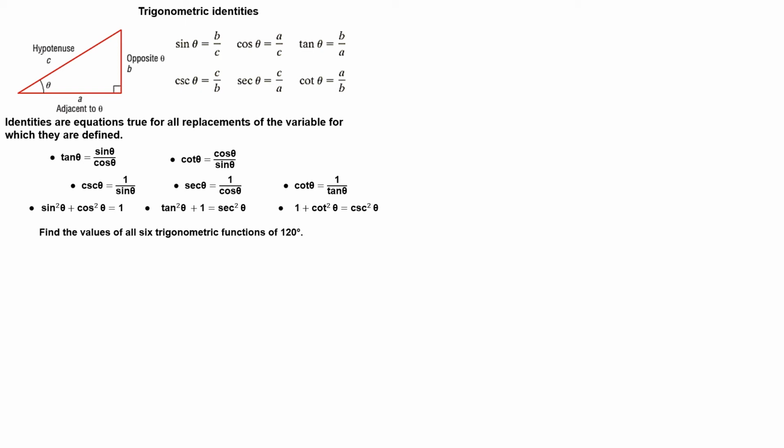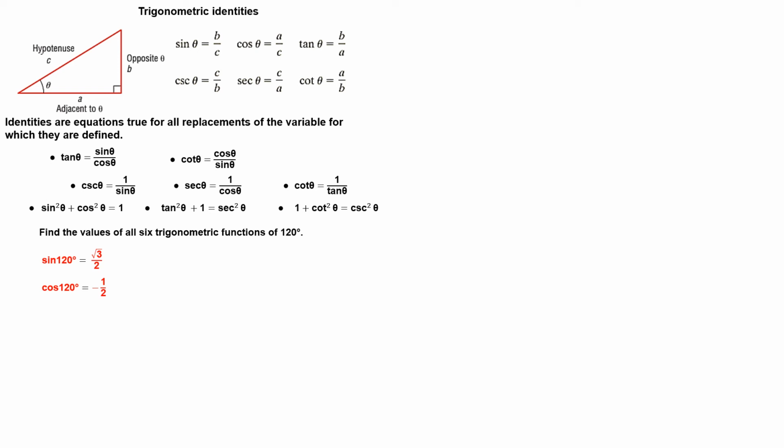We know 120 degrees equals 180 minus 60 degrees. So 120 degrees lies in the second quadrant and the reference angle is 60 degrees. Let's start by finding the sine of 120 degrees. In the second quadrant, the sine value is positive. The sine of 120 degrees is the square root of 3 divided by 2. In the second quadrant, the cosine value is negative, so the cosine of 120 degrees is minus 1/2.